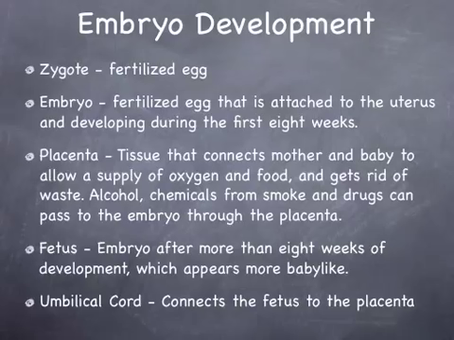Fetus. The fetus is what we call a mature embryo. So once the embryo is 8 weeks or older, we call it a fetus. At this point, it starts to look a little bit more like a baby. Umbilical cord. The umbilical cord connects the fetus to the placenta. This is to aid in getting oxygen, food, and getting rid of waste between the baby and the mother.